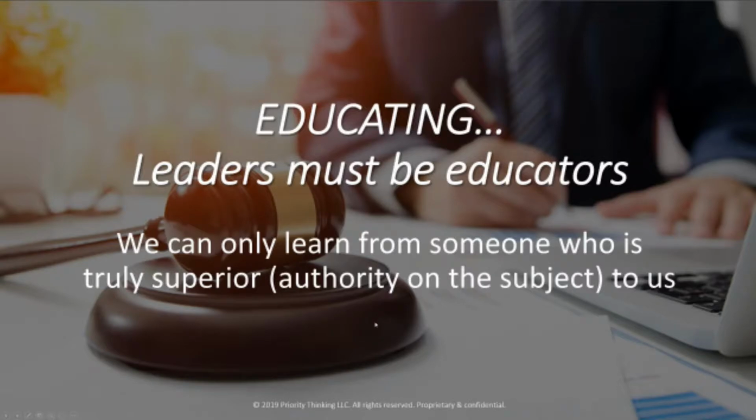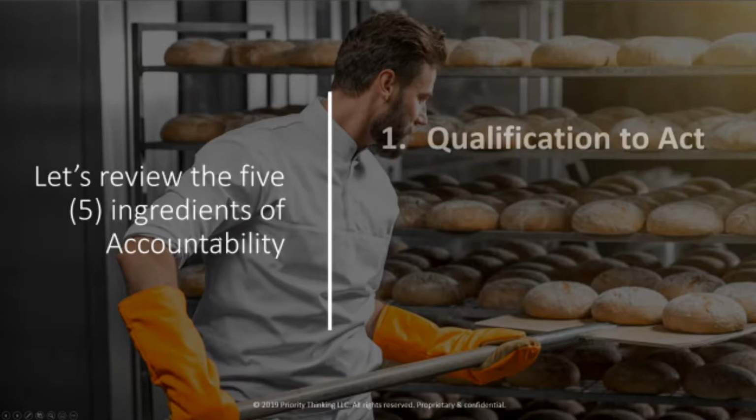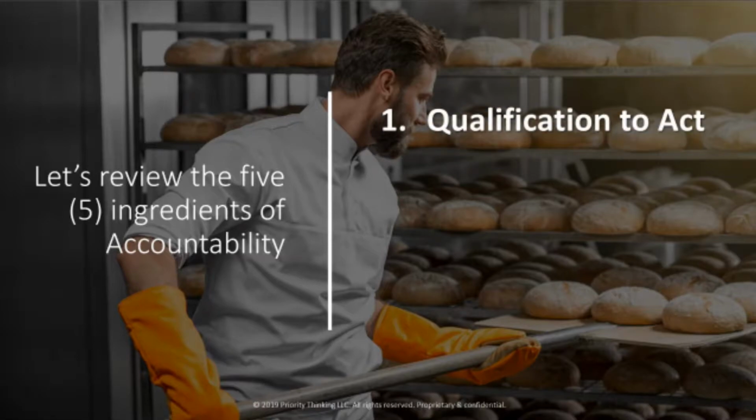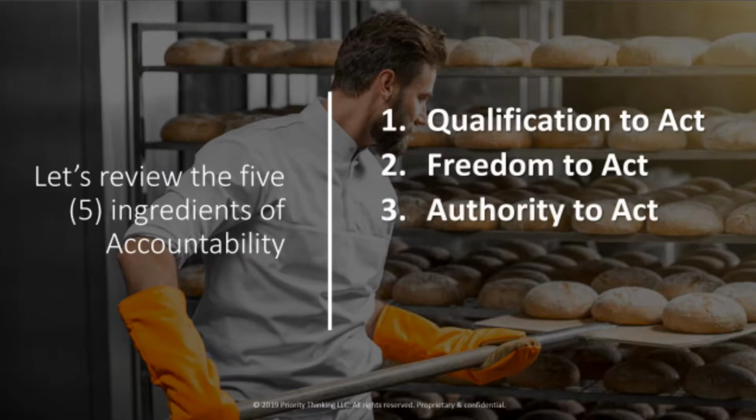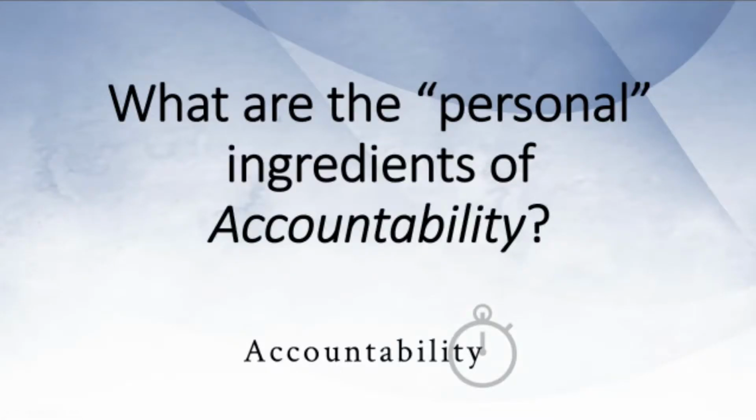Now, that takes care of what I call the organizational ingredients for accountability. Next, let's move to what constitutes the 5 ingredients for personal accountability. So let me review one more time. Organizational ingredients for accountability are 1, the qualified to act, 2, the freedom to act, 3, the authority to act, 4, the tools to act, and 5, the leadership to act. Now, those are the organizational ingredients for accountability. All right, next, I'd like to cover the personal ingredients for accountability.